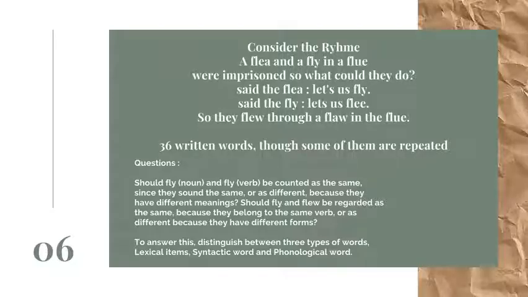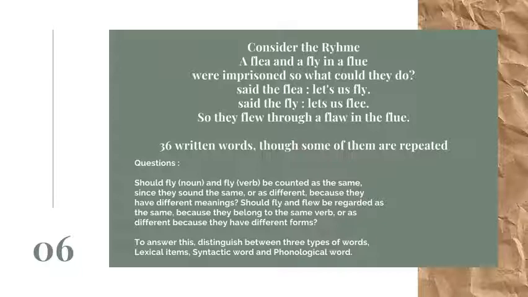Consider the rhyme. Here it is: A flea and a fly in a flue were imprisoned. So what could they do? Says the flea, let us fly. Says the fly, let us flee. So they flew through a flaw in a flue. If we count the number of these words, then we will have 36 written words. Some of them are repeated.